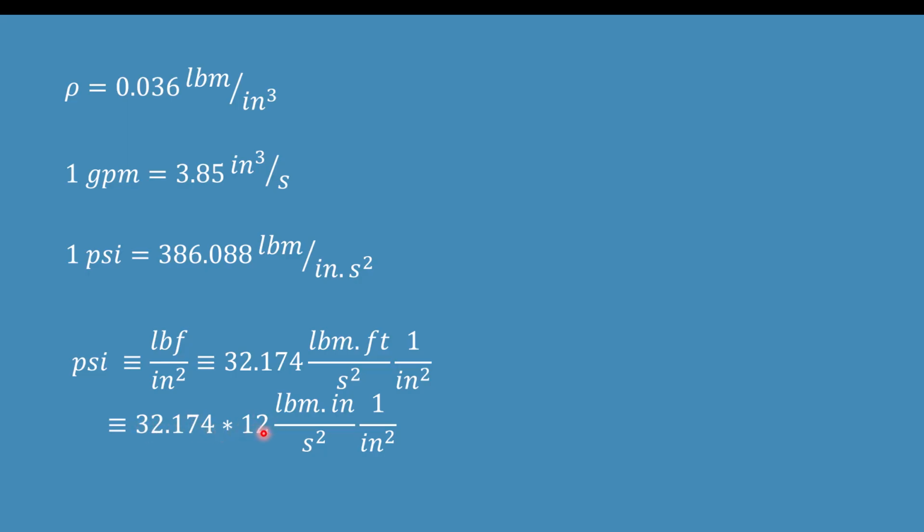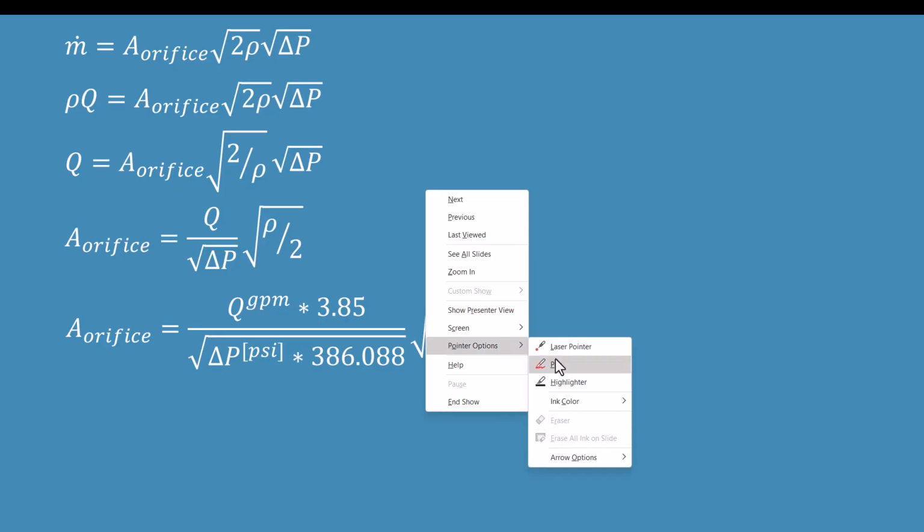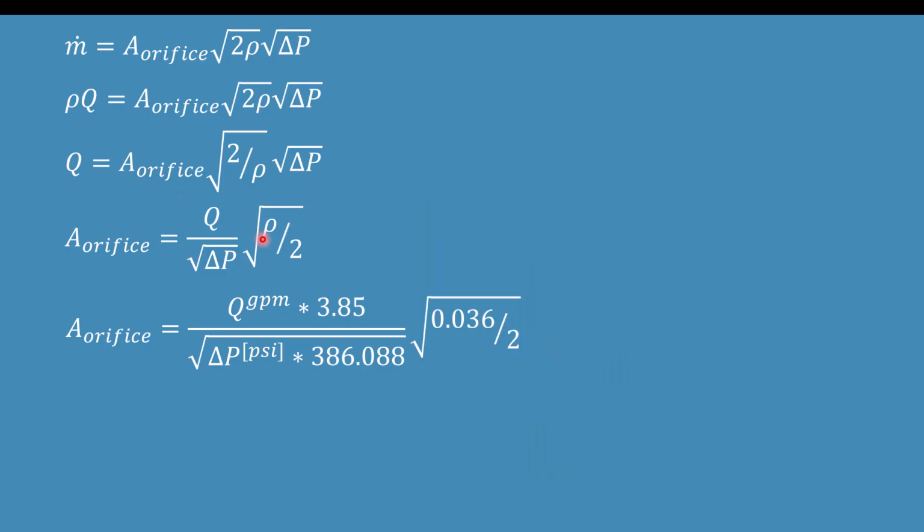So 32.174 times 12 is the conversion factor to go from PSI into pound mass over inches times squared seconds. And this multiplication gives the same result as 386.088. You can check it for yourself just to make sure. Now I go back to the original formula, which I had right here.